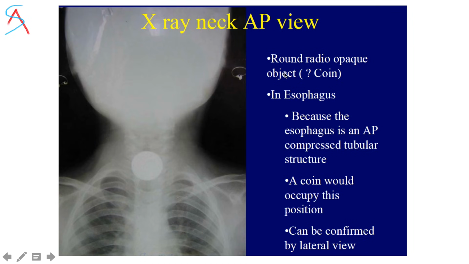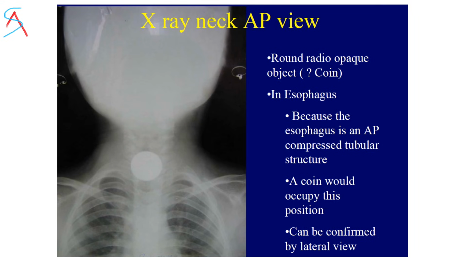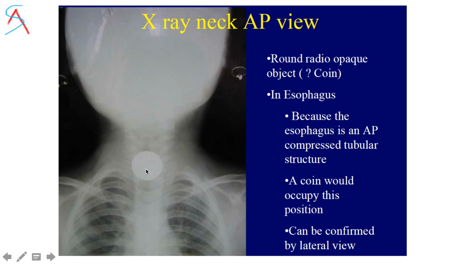The next X-ray which we will read is an AP view X-ray. Here we can see a radio-opaque shadow which is round. For a foreign body, you must also mention that the radio density of the foreign body is equal to or more than the normal radio density of a bone. Like here you can see this is the normal radio density of bone, and this is the radio-opaque object which is the foreign body. This is whiter compared to the normal bone. Most probably it could be a coin.